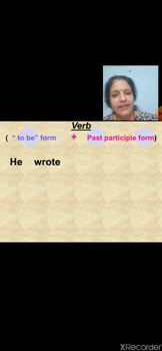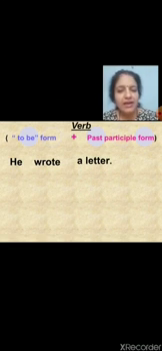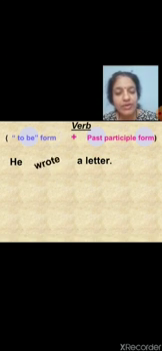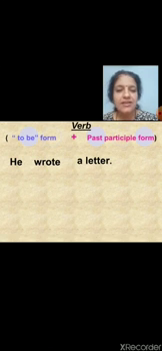Yes. He wrote a letter. What is the verb here? Wrote. Right. The verb is wrote. Now just see how we are going to bring a change in the verb. For this, the verb has to change. What are we going to do first? We are going to change wrote to its past participle form.